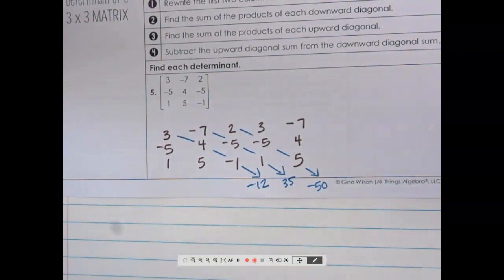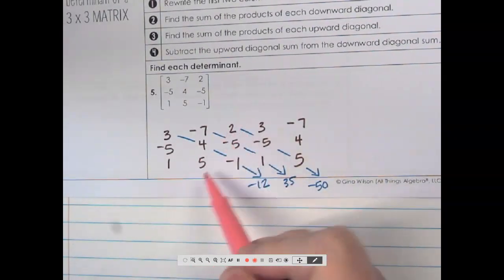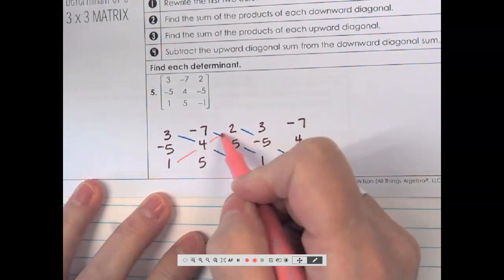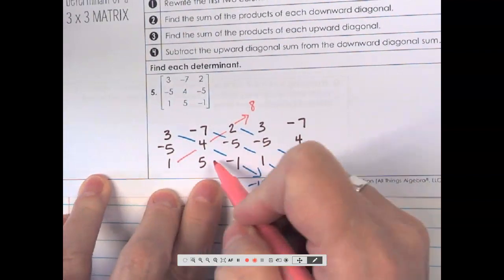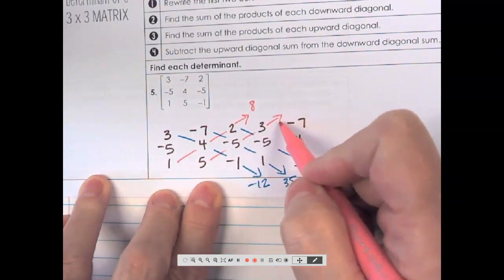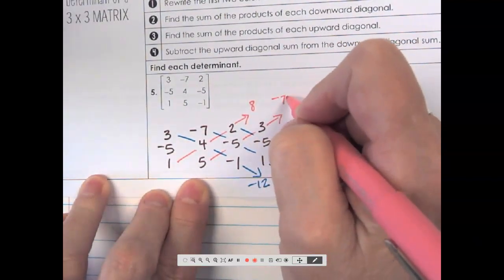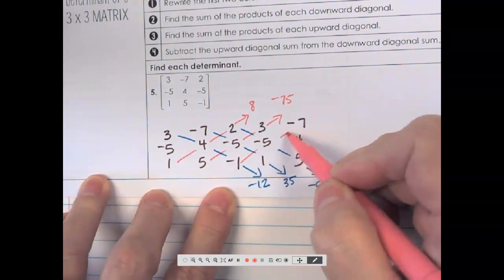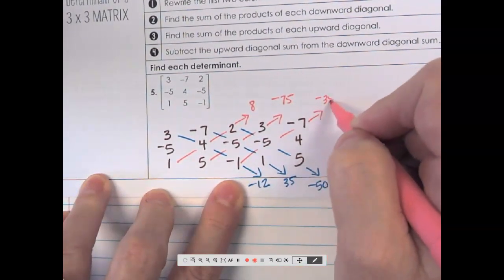Okay, get your second color. You don't have to use color. I just think it's prettier and it makes it easier to see the different numbers. I'm going to start bottom left and go the other direction, 3 diagonals. So that's 8. The next one is -25 times 3, -75. And then you should have a third one, and that's 5 times -7, -35.